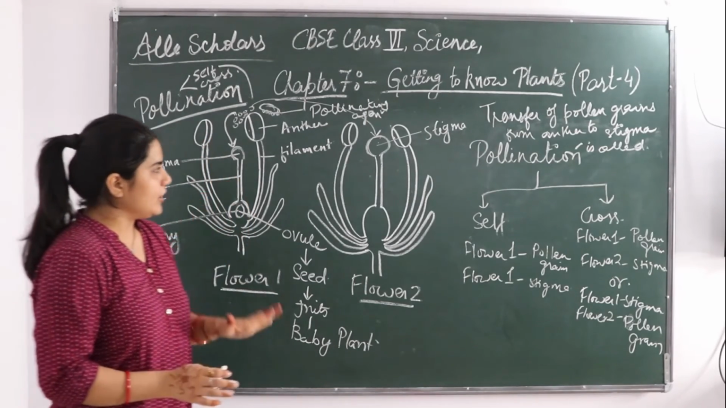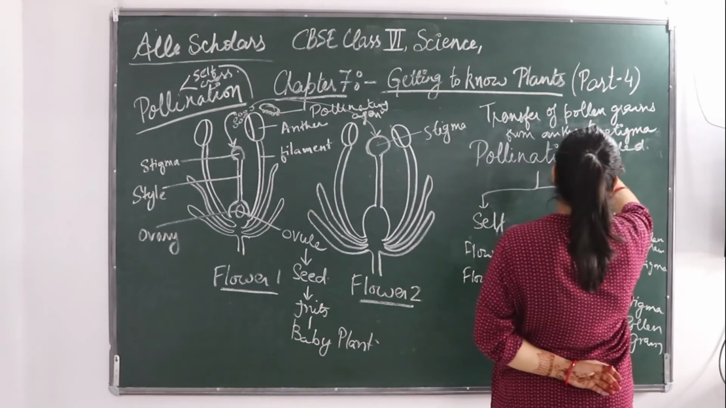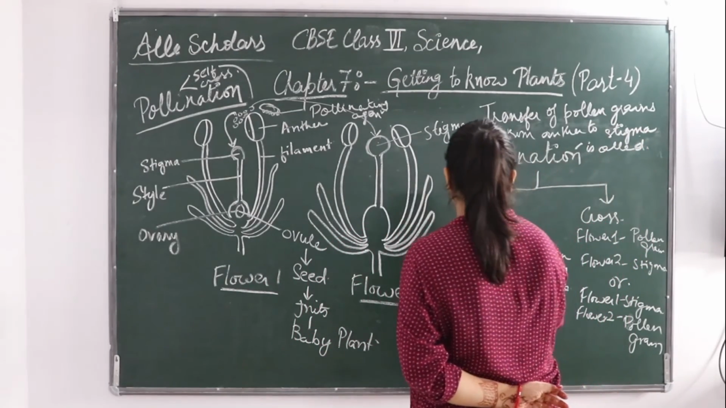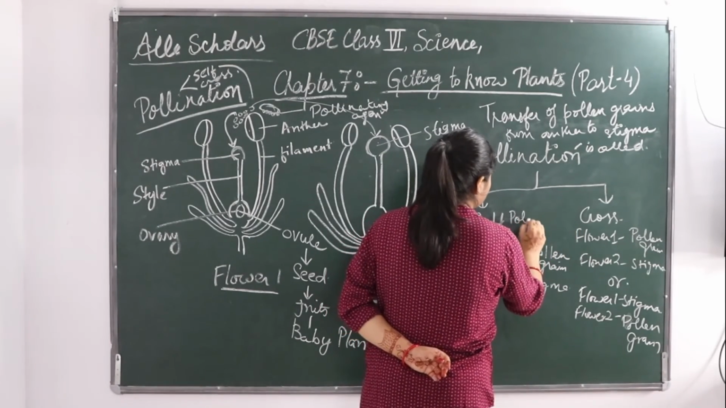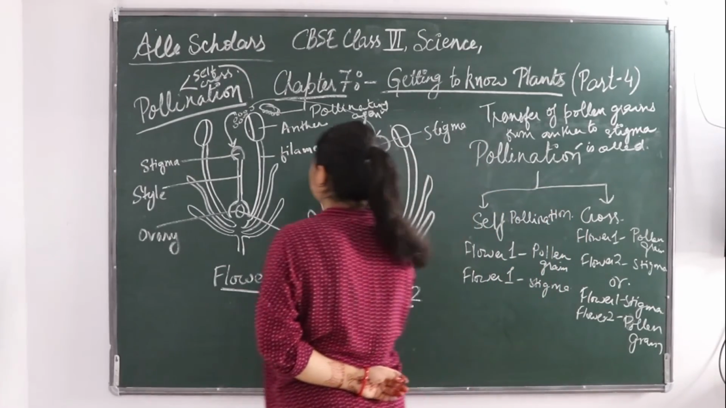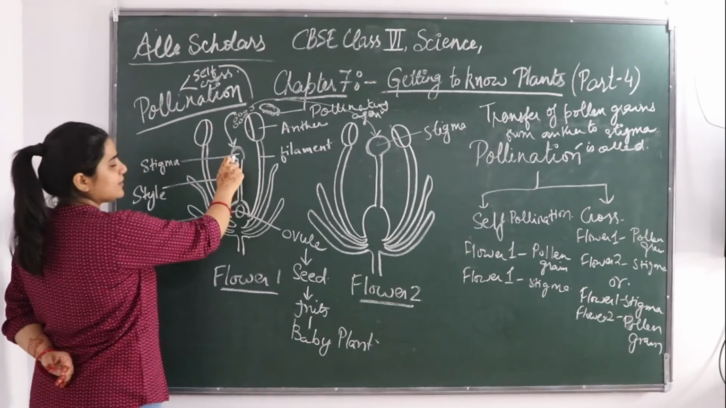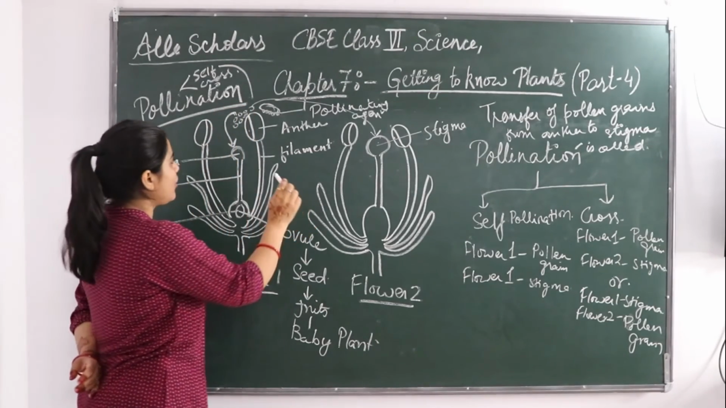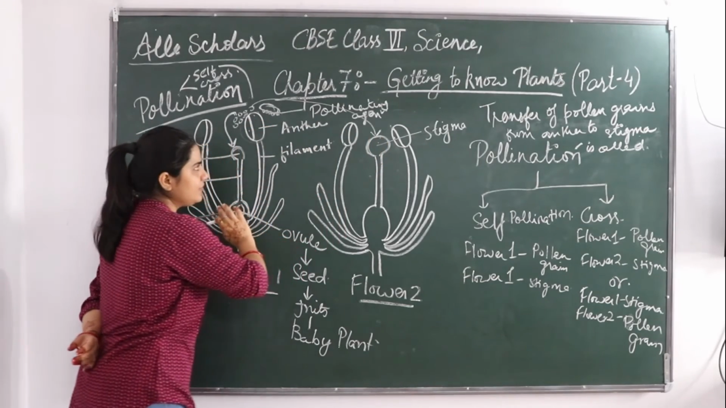So this was about pollination. Pollination is a transfer of pollen grains from anther to stigma. Pollination is of two types: self-pollination and cross-pollination. If we see about self-pollination, so anther, pollen grains of the anther and stigma are of same flower. For cross-pollination, anther is from one flower and stigma is from other flower.